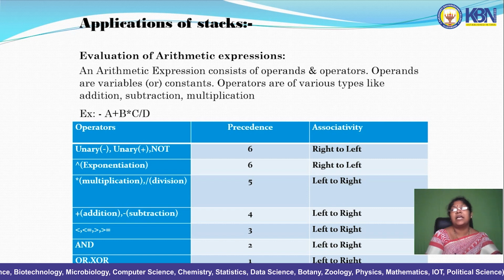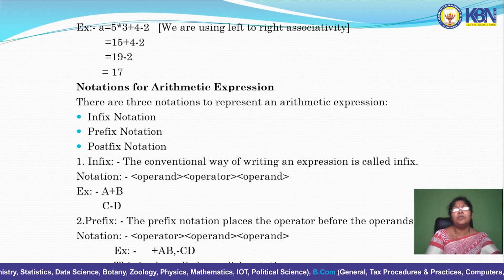So mathematical calculations like addition, subtraction, or a combination of a number of operations, okay. We follow these rules by precedence. 15 plus 5 into 3, 15 plus 4 minus 2. After that we do the addition, 19 minus 2. Then finally we got the answer 17. So we have a notation of arithmetic expressions.